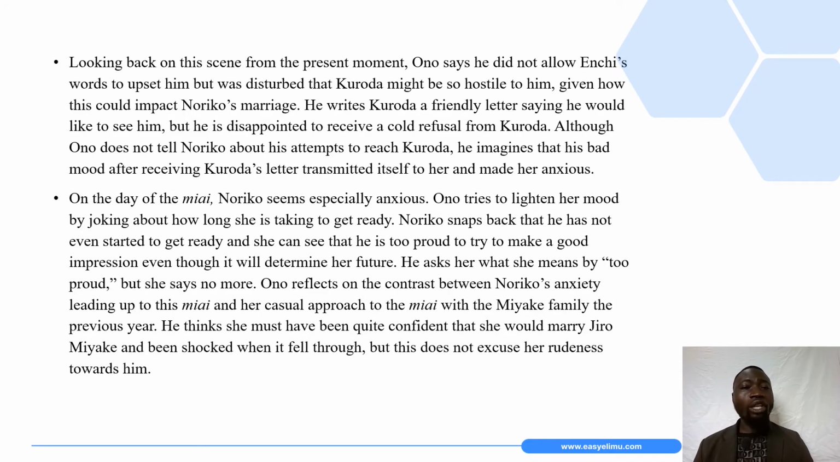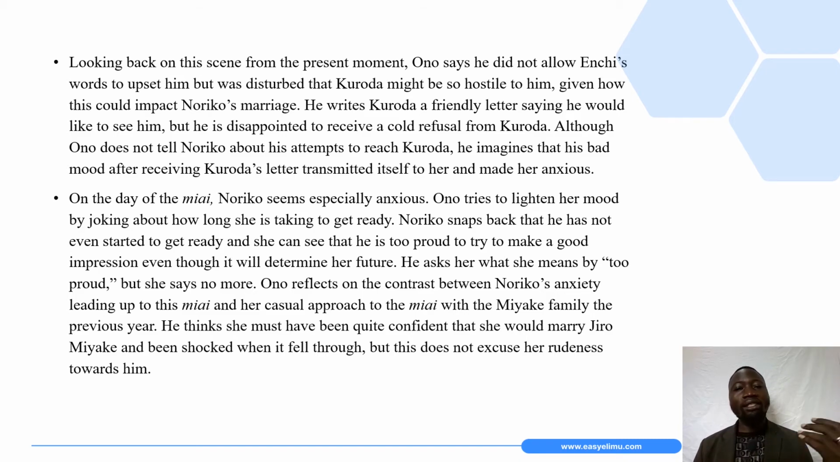So again, looking back on this scene from the present moment, dear students, Ono says he did not allow Enchi's words to upset him because he totally understood the young boy, but was disturbed that Kuroda might be so hostile to him, given how this could impact Noriko's marriage.